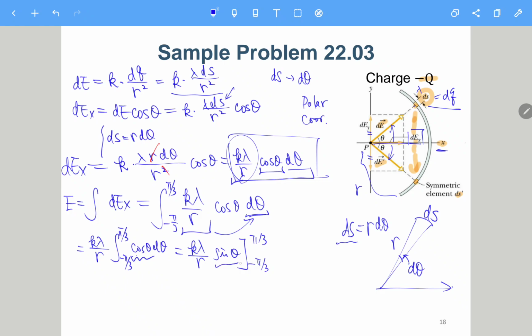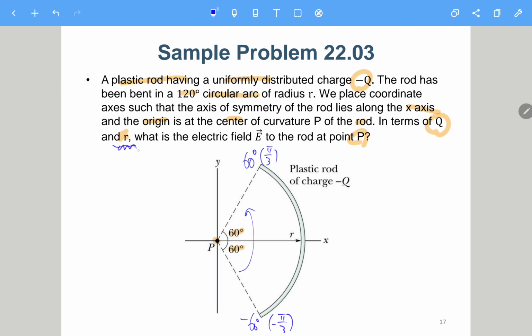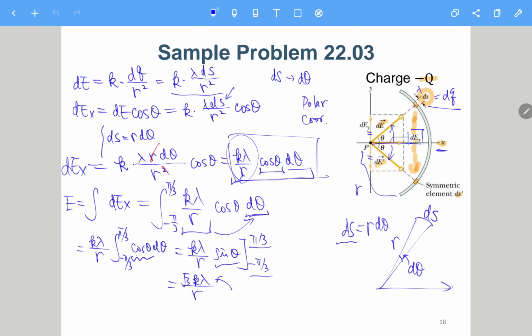Sine of pi over 3, sine of 60 degrees, is square root of 3 over 2, which means that this one subtracting this one will be square root of 3 k lambda over r. And of course, lambda is not a known variable. The known variables are only r and capital Q. So we need to substitute it back into Q.